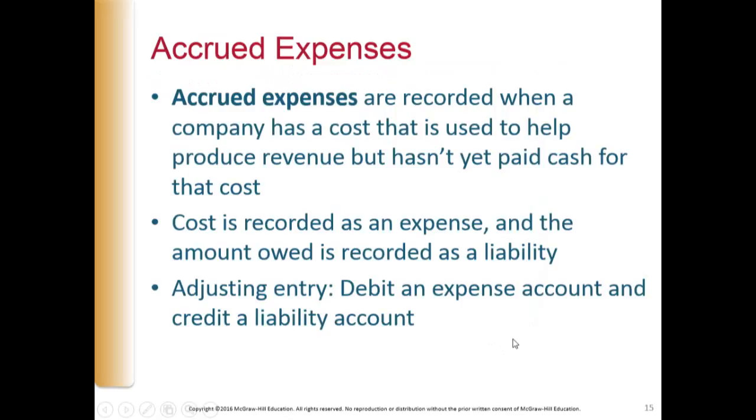All right, accrued expenses are another type of adjusting entry that we have to take care of. Those accrued expenses are recorded when a company has a cost that it's used to produce revenue, but that it hasn't yet paid for yet. So in our cruise ship example, we actually went on a cruise in April, but we didn't pay our employees until May. So that expense would be considered an accrued expense because those salaries relate to the cruise we had in April, even though we haven't paid the cash for them yet.